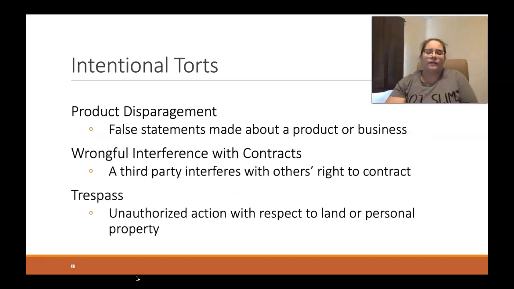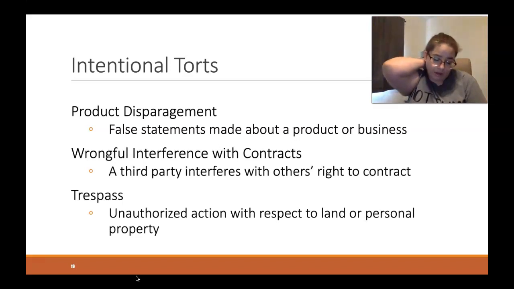Some other kind of business law focused intentional torts. So you can have product disparagement, right? Again, has to be false. Wrongful interference with contracts. So if there's a third party who's trying to interfere with the conduct required in a contract, or trying to steal away folks who are already engaged in contracts for the same purpose, that's an intentional tort. And then, of course, trespass, which is the unauthorized action of being on somebody's property, be it land or personal property, without their consent.